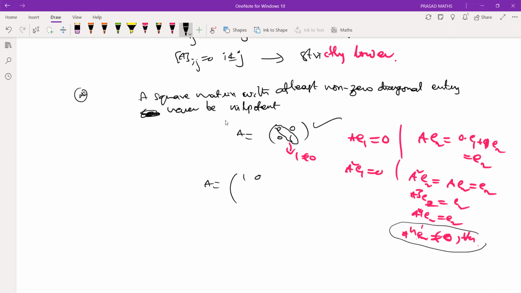Suppose you take 1 0 0, 0 1 0, 0 0 0. Is it nilpotent? Look at the diagonal entry. This is non-zero. Therefore, it cannot be nilpotent. Not nilpotent.